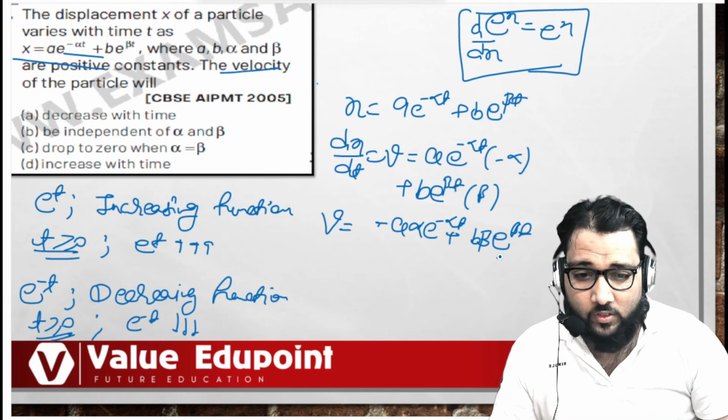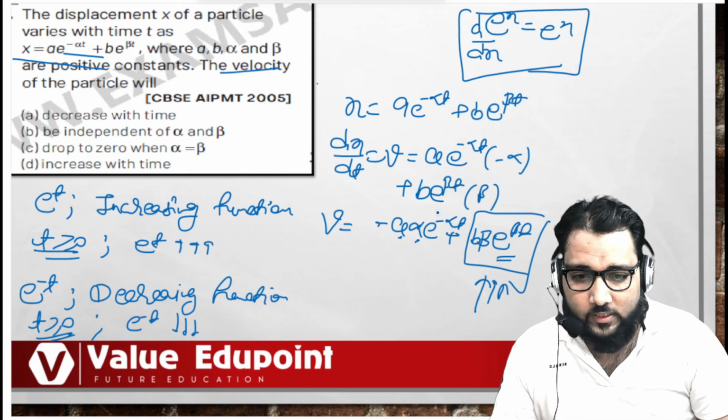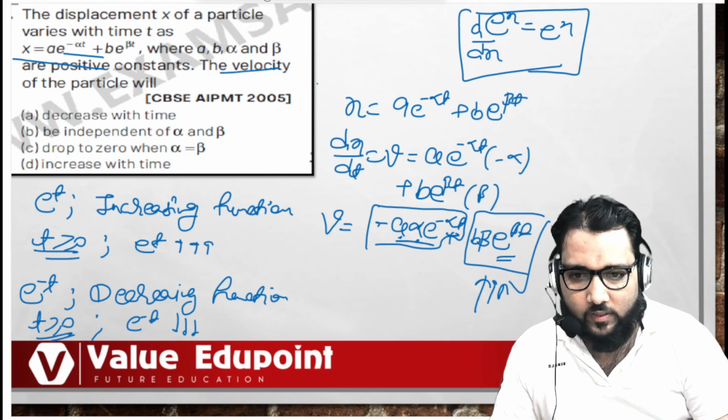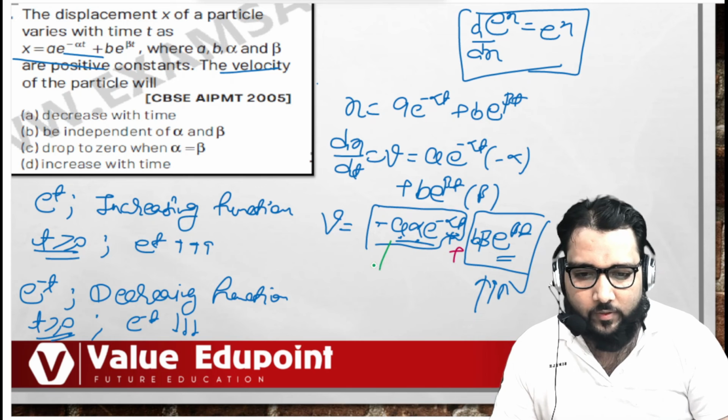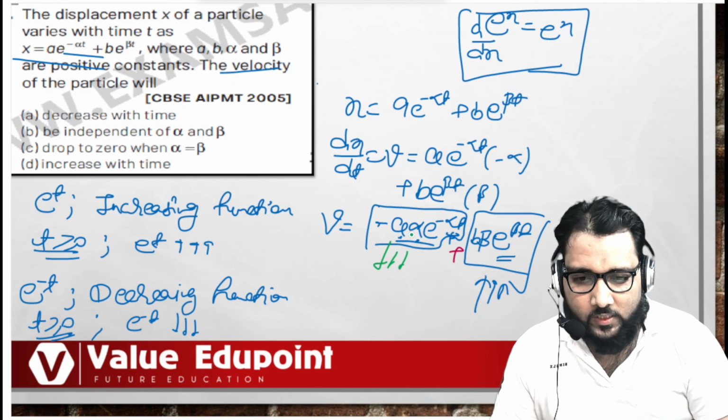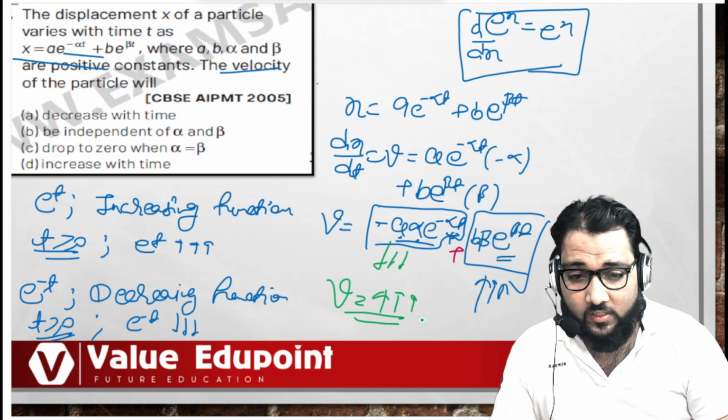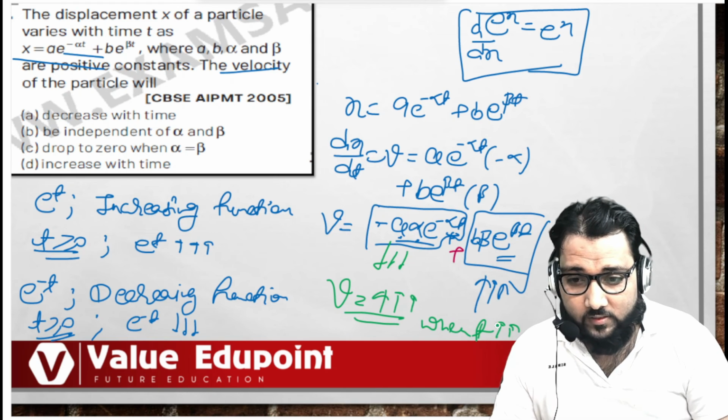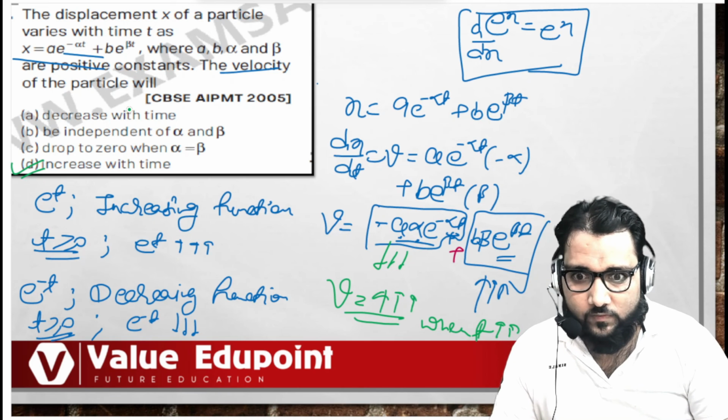Right, this second term is positive and increasing. The first term is negative, but this negative value is reducing, because e raised to power minus alpha t is a decreasing function. The second value is increasing, so the overall value will be increasing. The velocity is increasing when time is increasing. So answer D is correct, it increases with time.